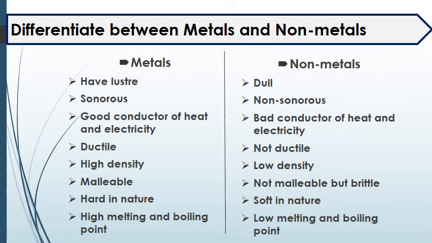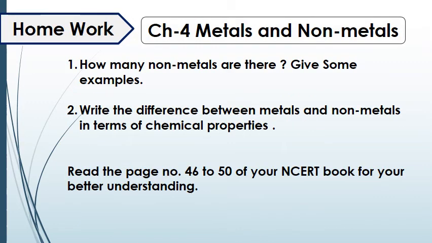Metals are good conductors of heat and electricity, non-metals are bad conductors. Metals are ductile, non-metals are non-ductile. Metals have high density, non-metals have low density. Metals are malleable, but non-metals are not malleable but brittle. Metals are hard in nature, non-metals are soft in nature. Metals have high melting and boiling points, non-metals have low melting and boiling points.